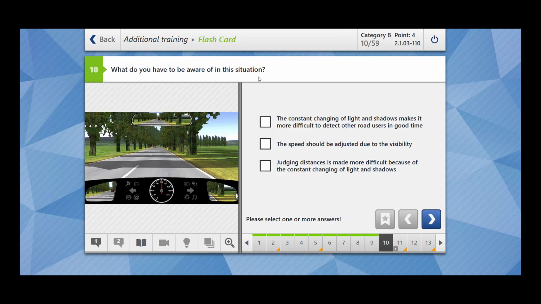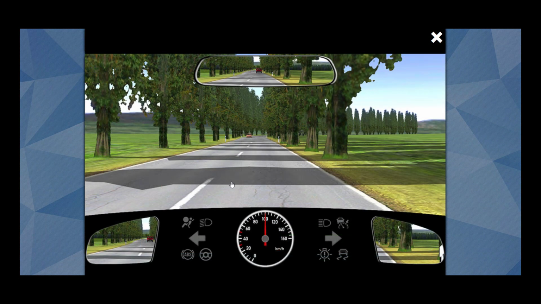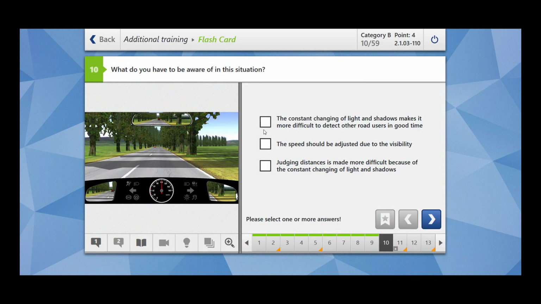What do you have to be aware of in this situation? So this is a tree-lined avenue. And what we see, the road surface is uneven. Then we have trees on both sides of the road and there are shadows. Let's look at the options. The constant changing of light and shadows makes it more difficult to detect other road users in good time. This is correct. The speed should be adjusted due to visibility.